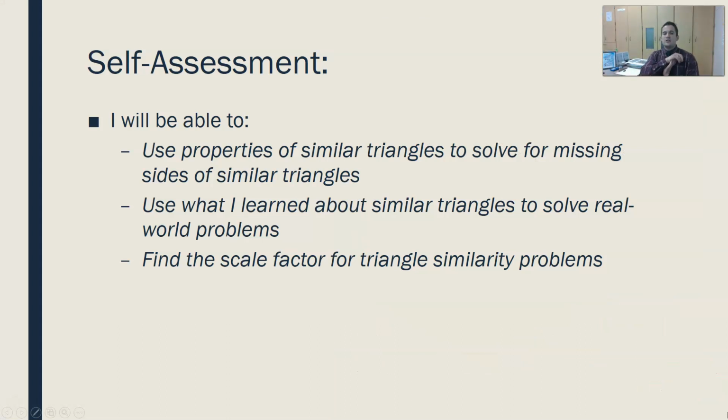So that's this lesson, guys. I hope that you are able to use properties of similar triangles to solve for missing sides of similar triangles. Use those properties to solve some real-world problems, especially those ones with the shadows. Be able to find a scale factor for triangle similarity problems. How much bigger are these different triangles compared to their originals? So kind of rolling in all those things with dilations and similar triangles that we've talked about to solve these kinds of problems.